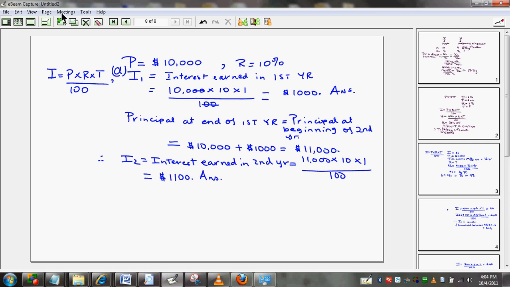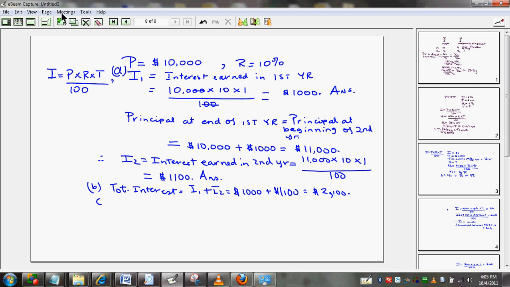Okay? Part B, the total interest earned. That's easy. Total interest earned for part B will be I1 plus I2, and that will be 1,000 plus 1,100. And that works out to be $2,100. So that'll be the answer for part B.